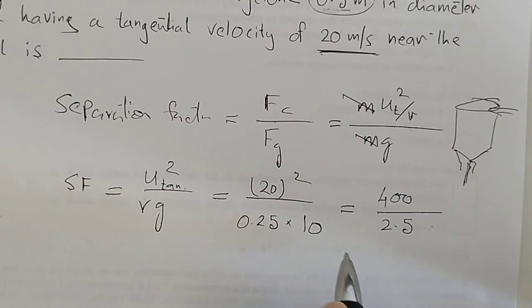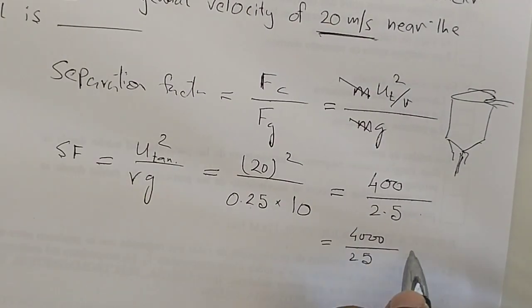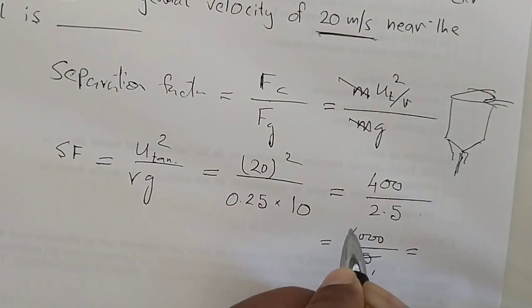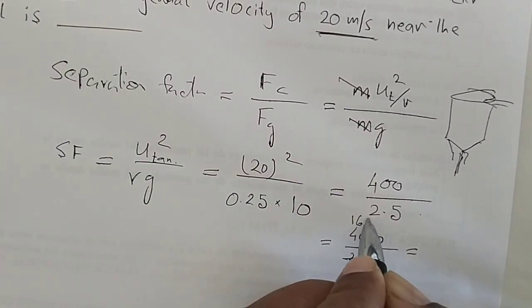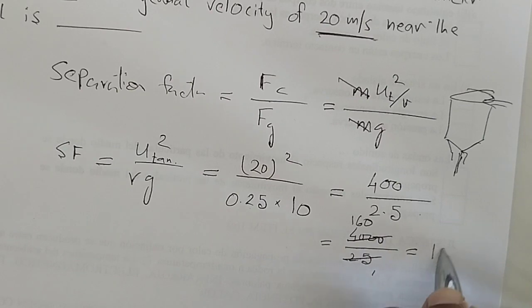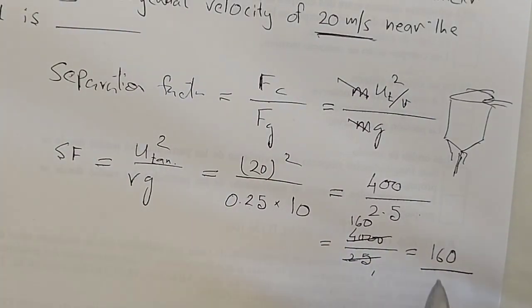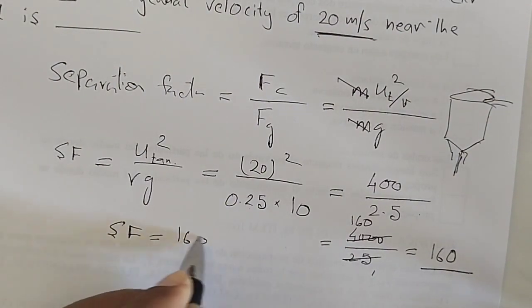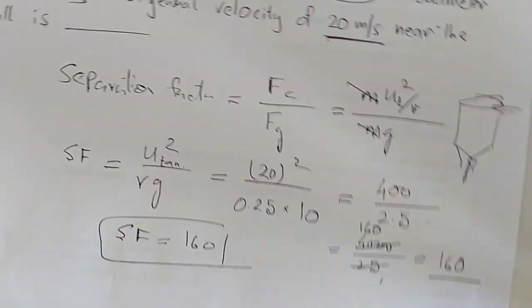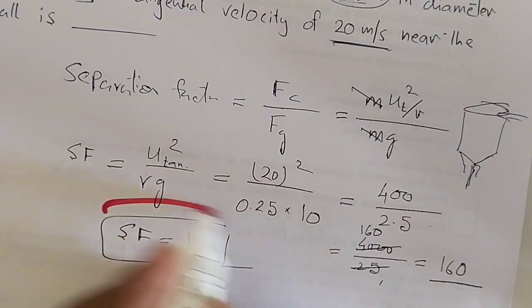And when you do this calculation, roughly if you do it without calculator, it comes out around 160. You can even cross check it. So the separation factor for this example is 160. If you have any doubt, you can put it in the comment.